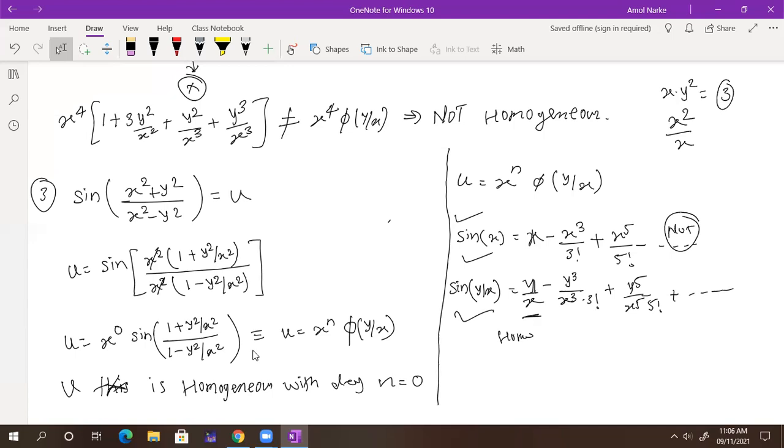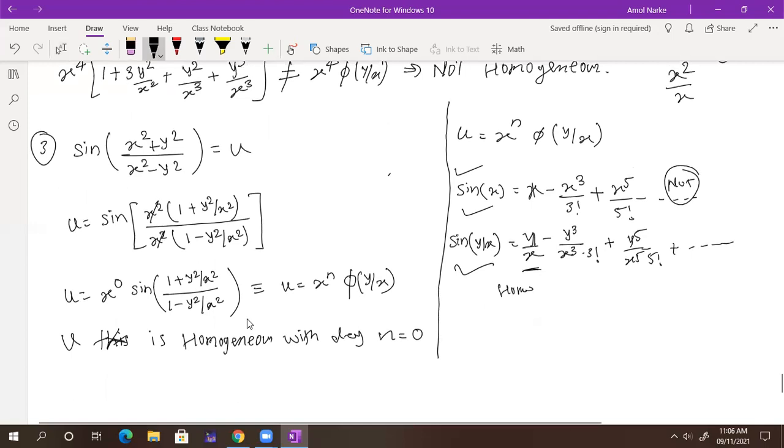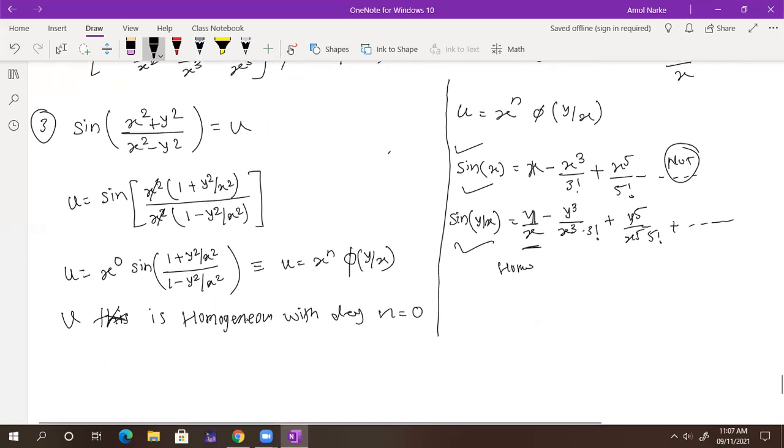Got it, everyone? Clean and clear. So here sine is homogeneous. This function u is homogeneous with degree n equal to 0. Can I give you the next example?